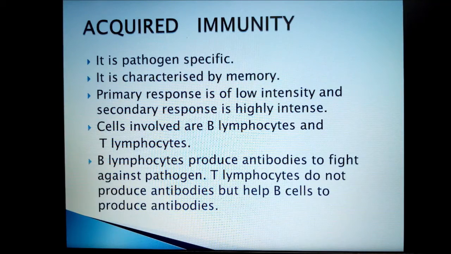Now let us see the next type of immunity, that is acquired immunity. It is pathogen specific. See, in innate immunity we said that it is non-specific. On the other hand, acquired immunity is pathogen specific. That means it will give the immunity or the response against a particular pathogen, and that is why it is called pathogen specific. It is characterized by memory. Acquired immunity has a memory.